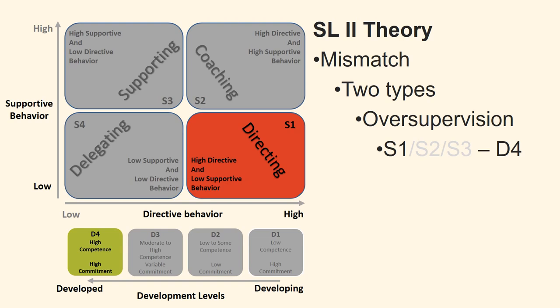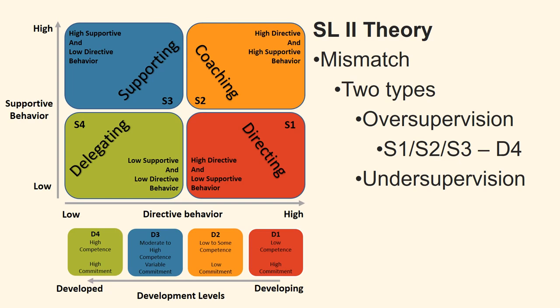S1 is too much directive behaviour. S3 is too much supportive behaviour. And S2 is both too much directive and supportive behaviour. The employee at D4 development level will feel that the leader does not believe that the employee is motivated for the task when the leader shows too much supportive behaviour. The employee will feel that his expertise is underestimated by too much directive behaviour.